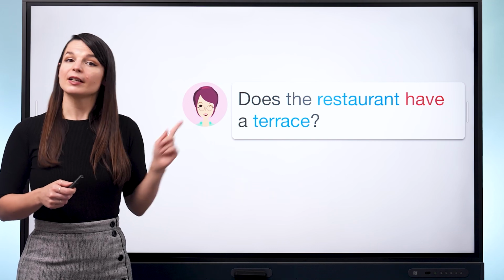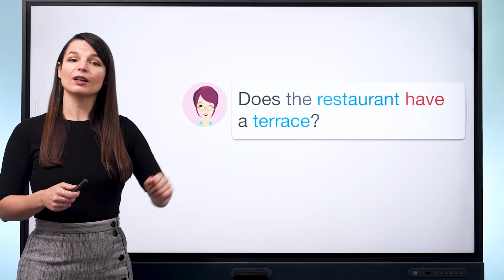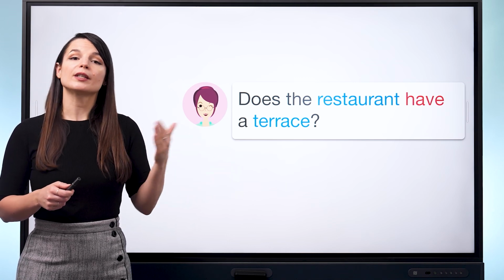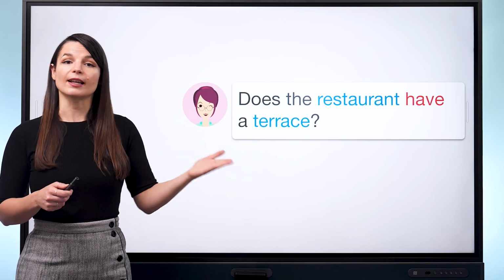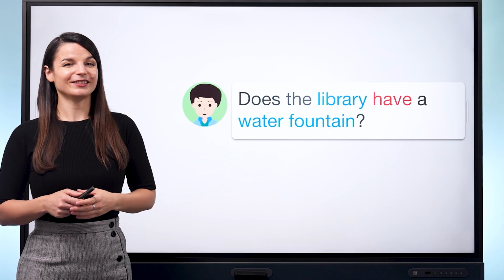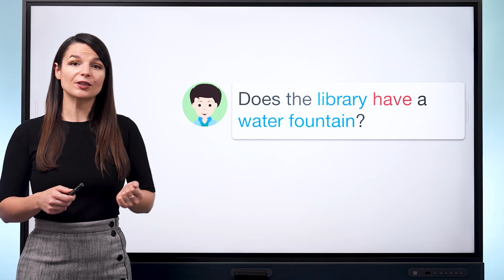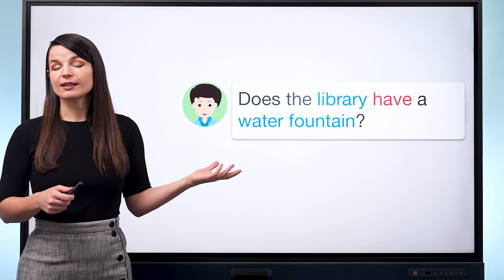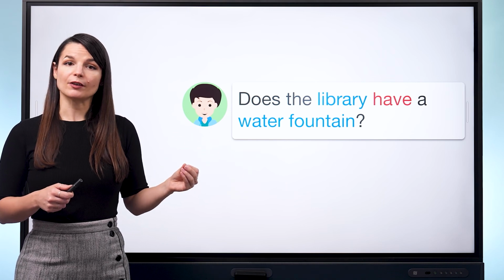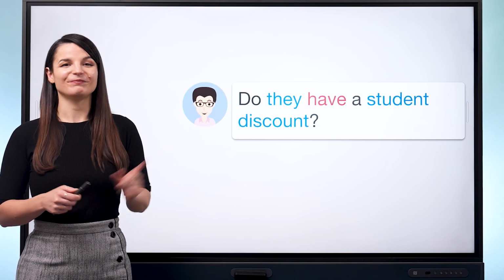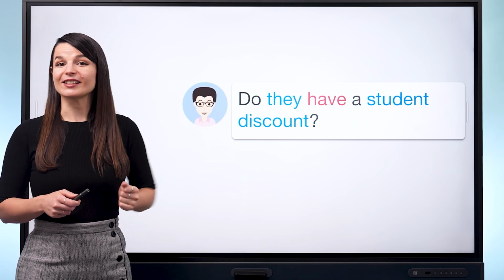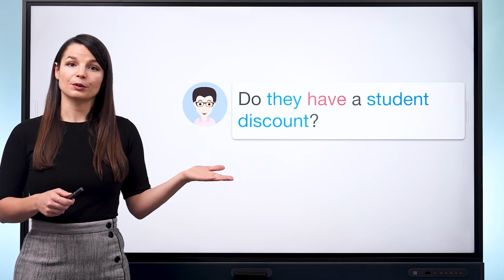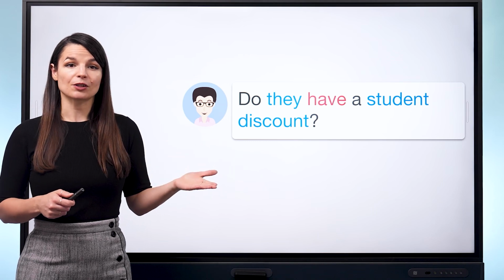Let's try one more. Does the restaurant have a terrace? Here, the first noun is the restaurant. Since it is a singular noun, we use does. A terrace is the second noun. Another one. Does the library have a water fountain? The library is a singular noun, so we use does instead of do. A water fountain is the second noun. Let's do another. Do they have a student discount? The pronoun they is used, so we start with do. The amenity is a student discount.